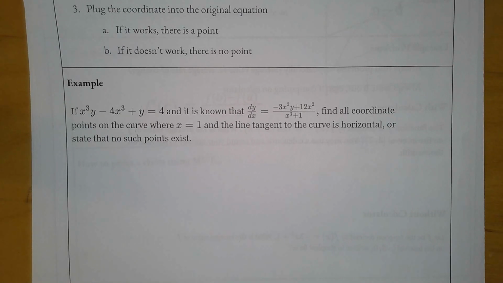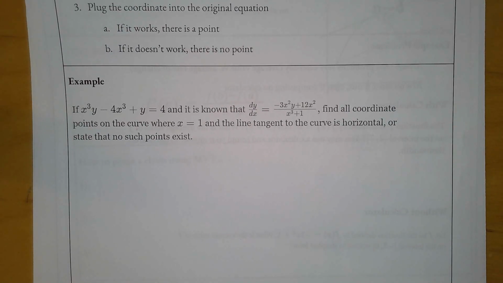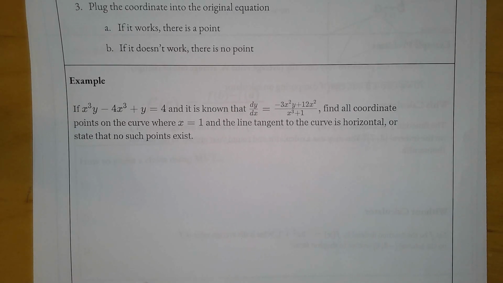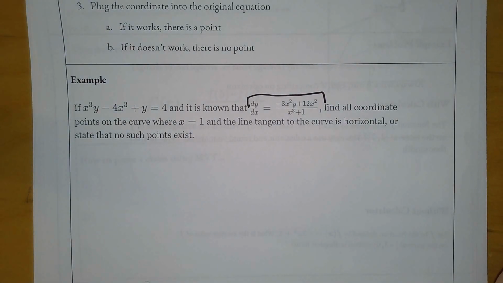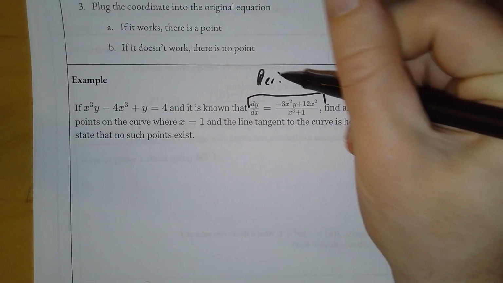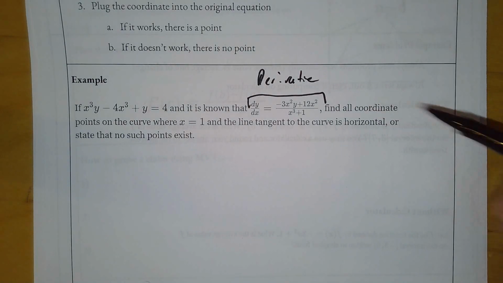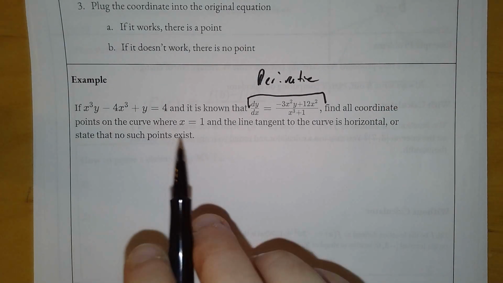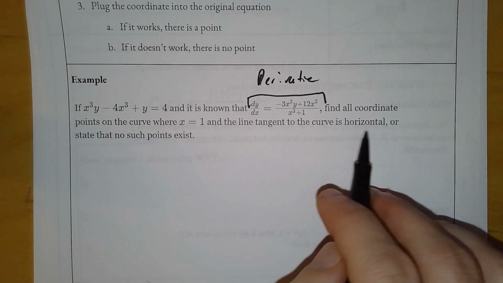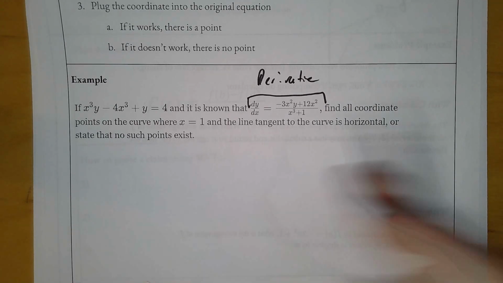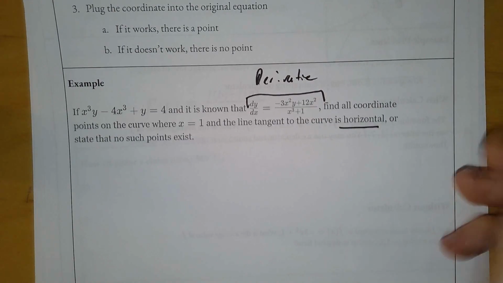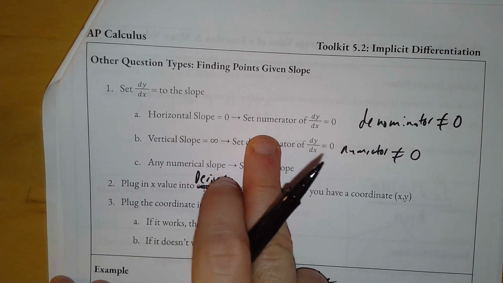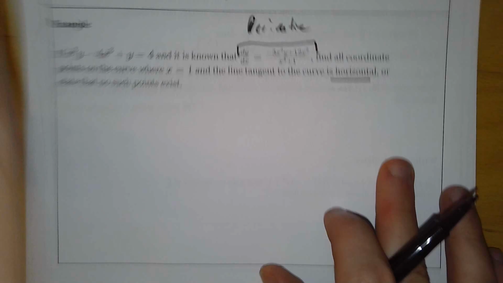Okay, if x cubed y minus 4x cubed plus y equals 4, and it is known that the derivative is this. Nicely, thank goodness, we do not need to implicitly differentiate. The derivative is here for us. Okay? We need to find all coordinate points where x is 1 and the tangent line of the curve is horizontal, or state that no such points exist. So horizontal, you're going to follow this as a guide. If it's horizontal, you've got to set the numerator equal to 0.